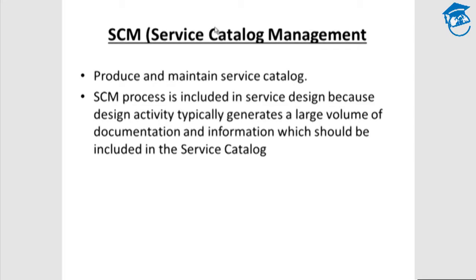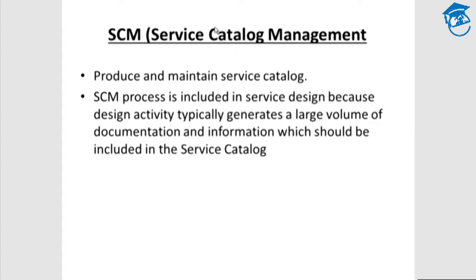So the catalog is just like a menu. Whenever we visit a restaurant and want to have a meal, we want to see a menu which shows the list of all the available items, and you can choose the item that you want to consume and order it. In the same way, they are maintaining a catalog where all the available services are listed.